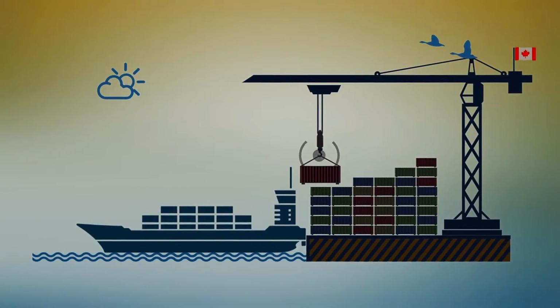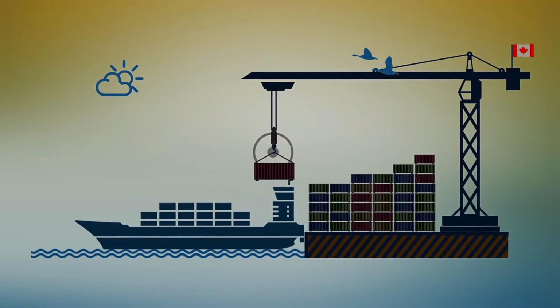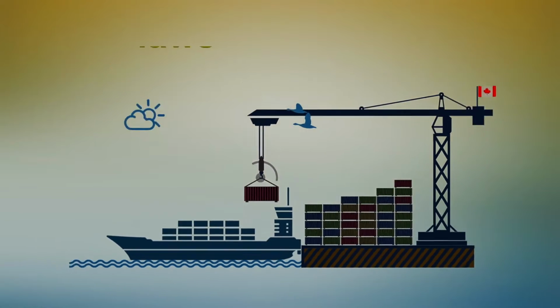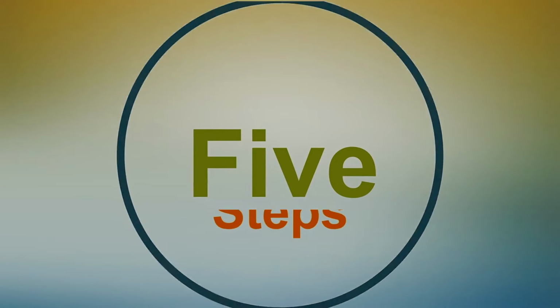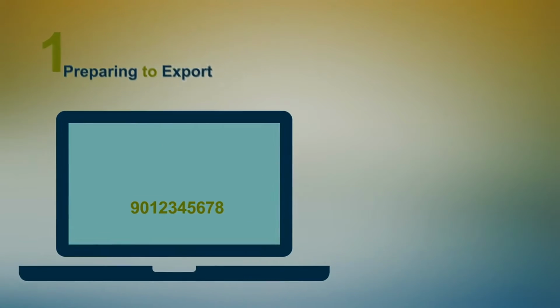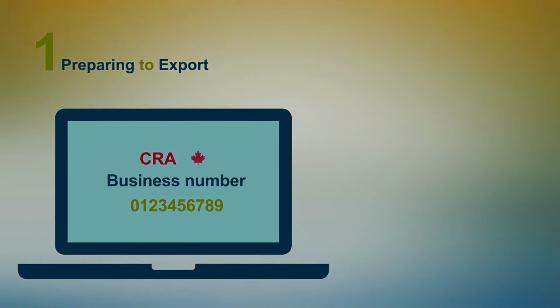All businesses exporting commercial goods from Canada must be familiar with the CBSA's laws and policies. The process can be broken down into 5 steps. 1. Preparing to export. You will need a business number from the Canada Revenue Agency.